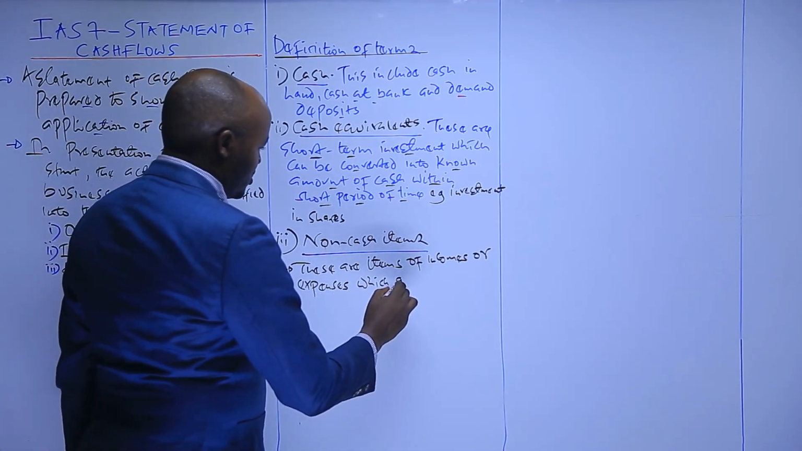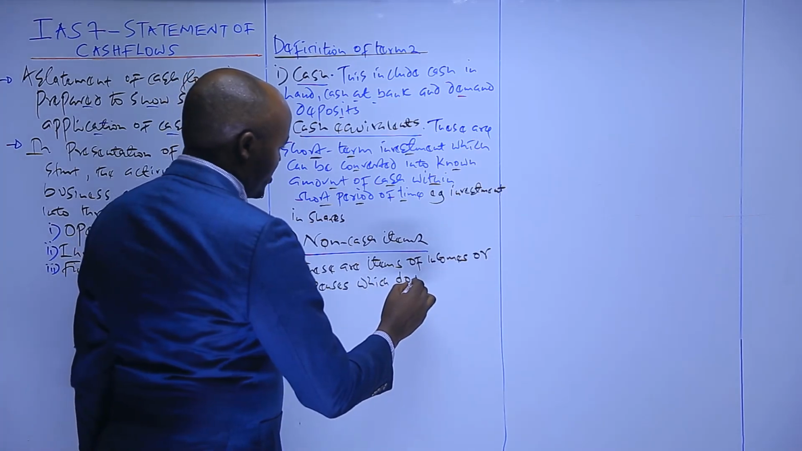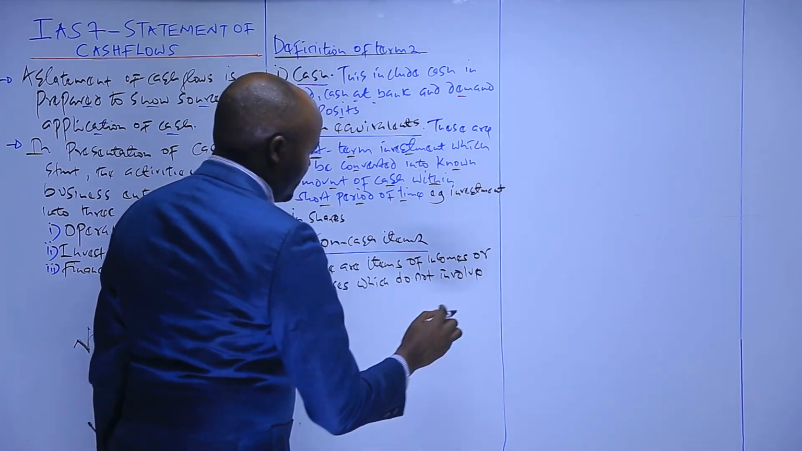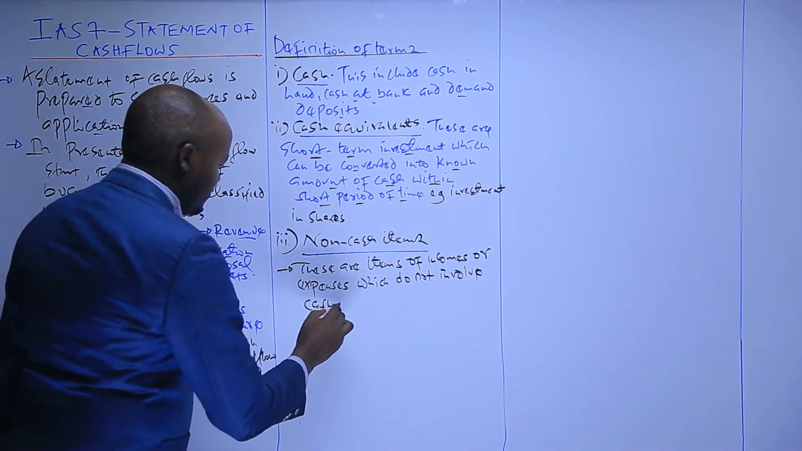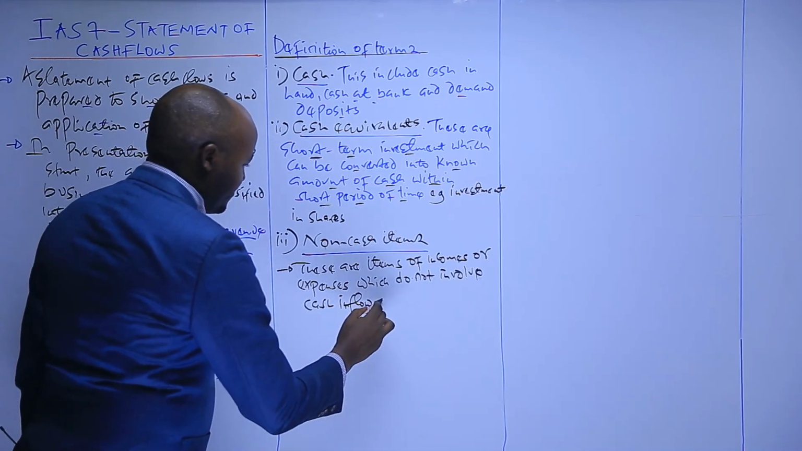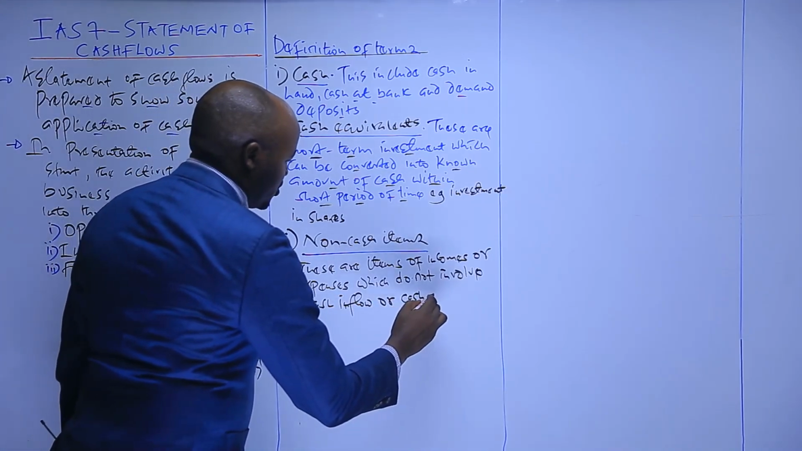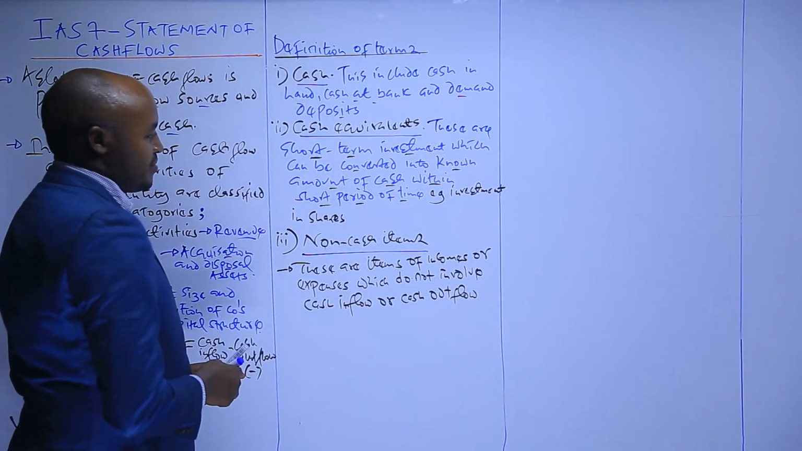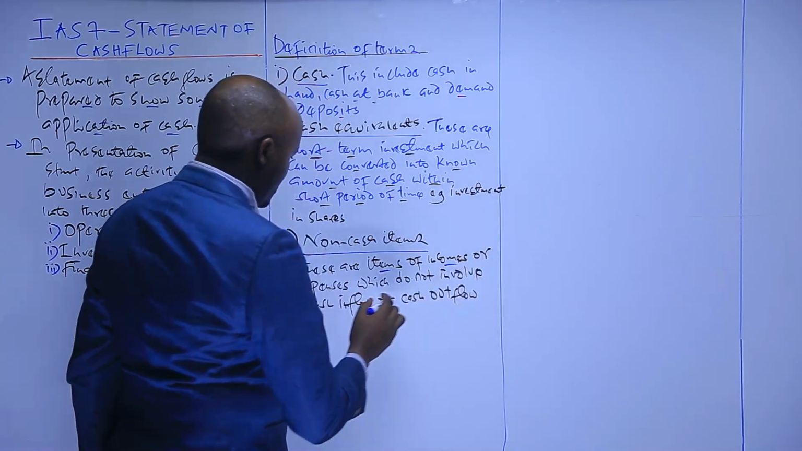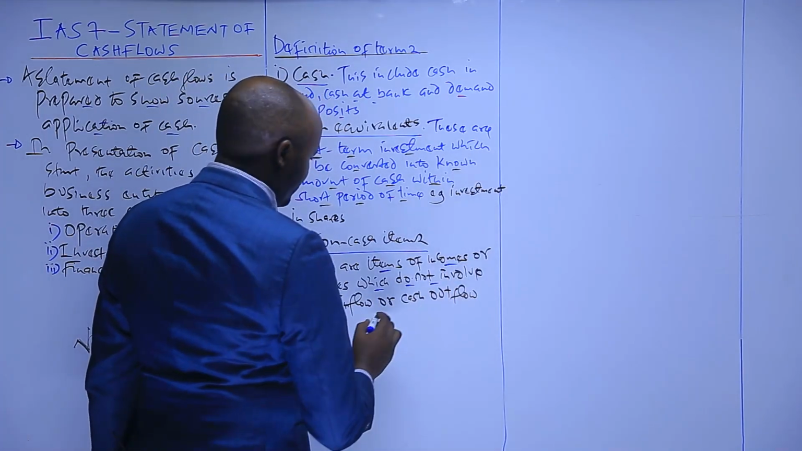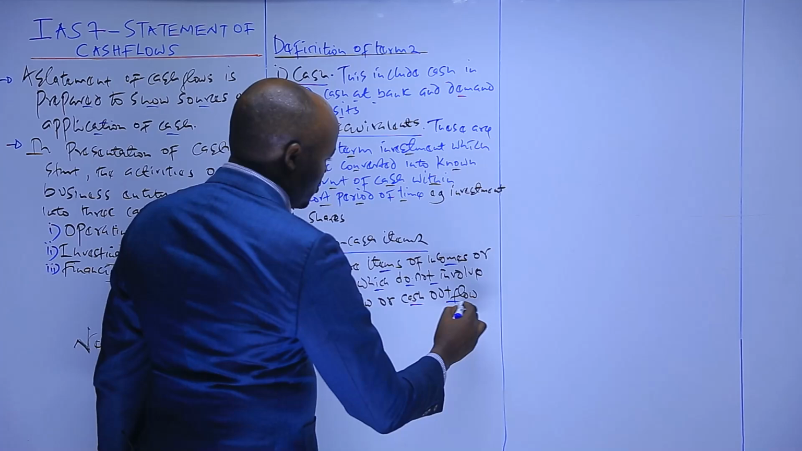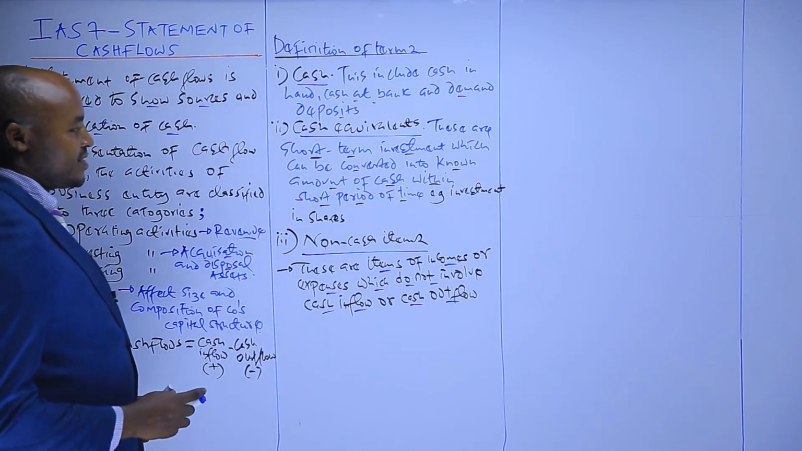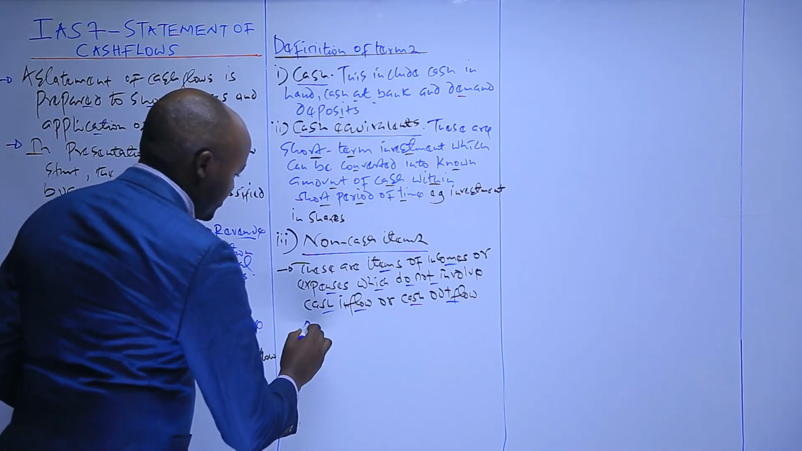Which do not involve cash inflows or cash outflow. So items of incomes or expenses which do not involve cash inflows or cash outflows. So what are good examples of such items? What are examples of these?